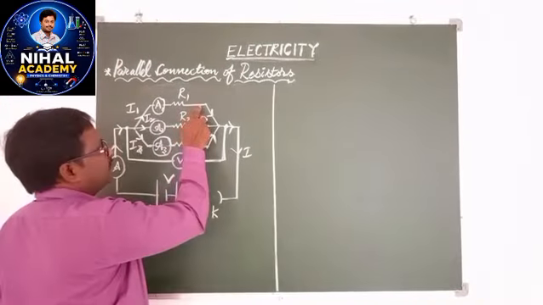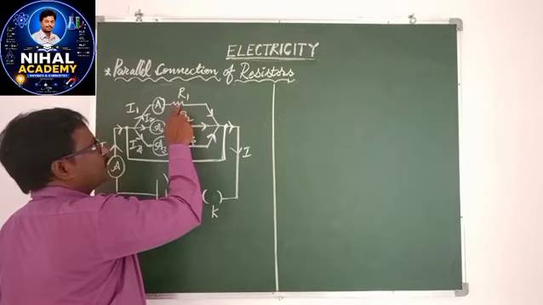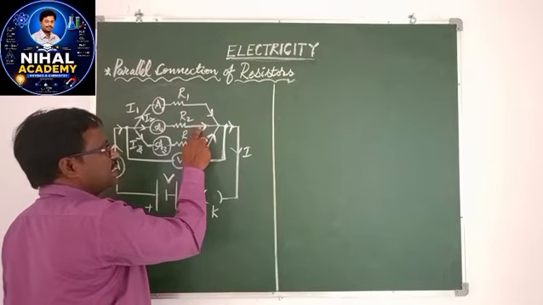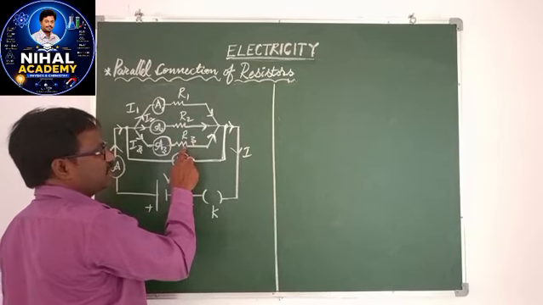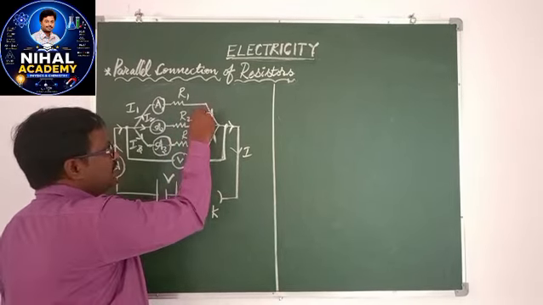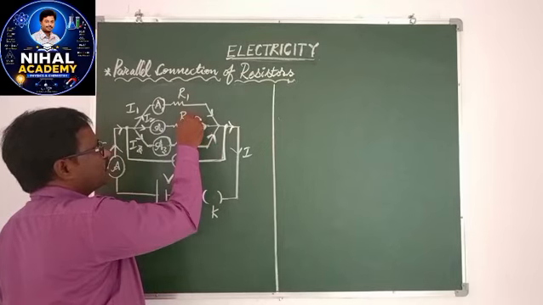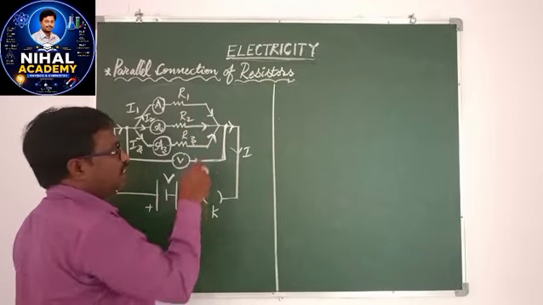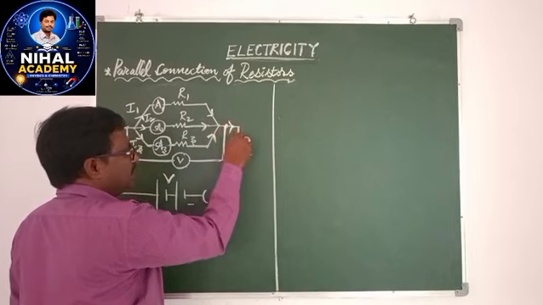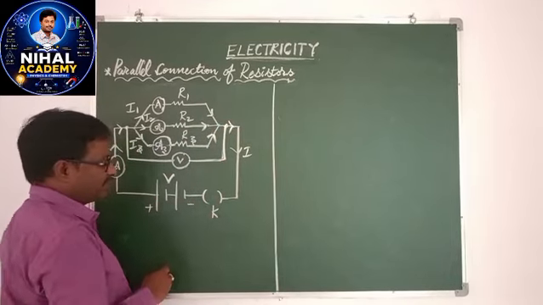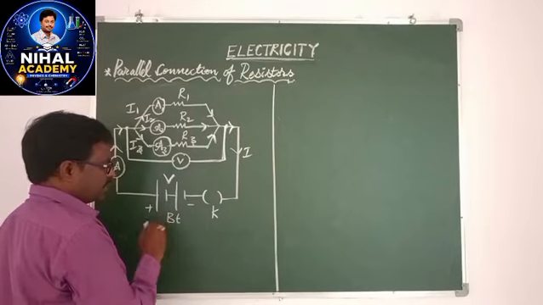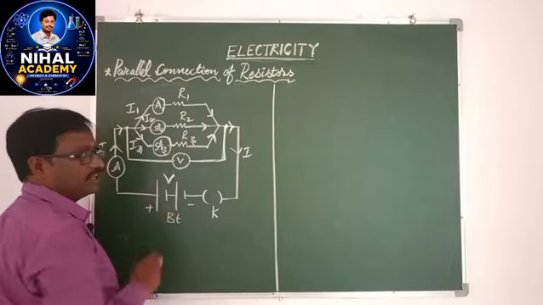Now come to the point here. This is the second end of the first resistor, this is the second end of the second resistor, and this is the second end of the third resistor. So all these second ends of the resistors R1, R2, R3 are connected together here and connected to the negative of the battery through plug. And the potential difference of the battery is V.